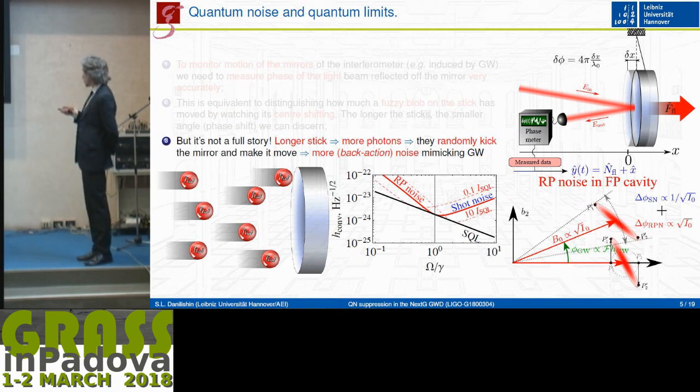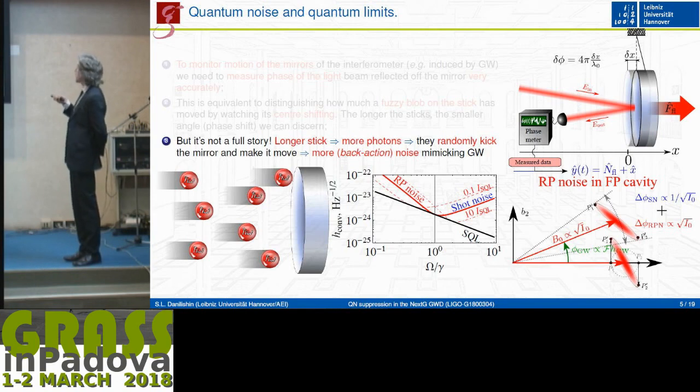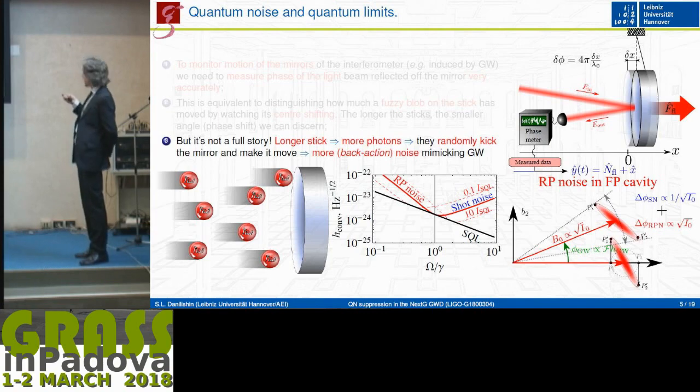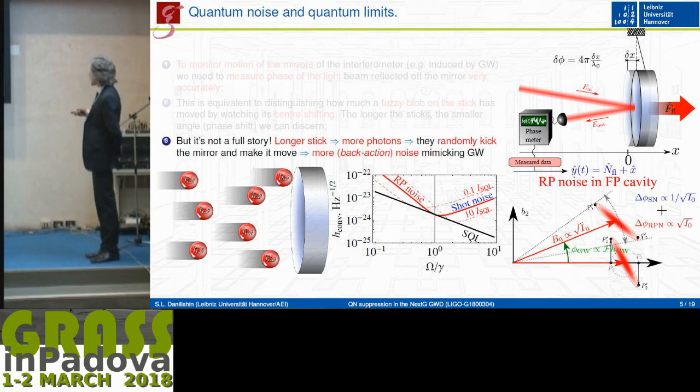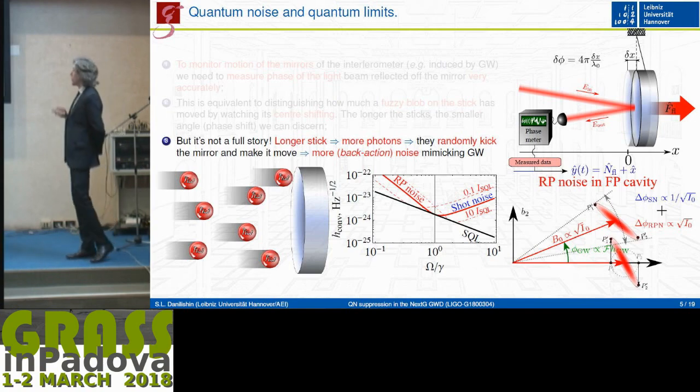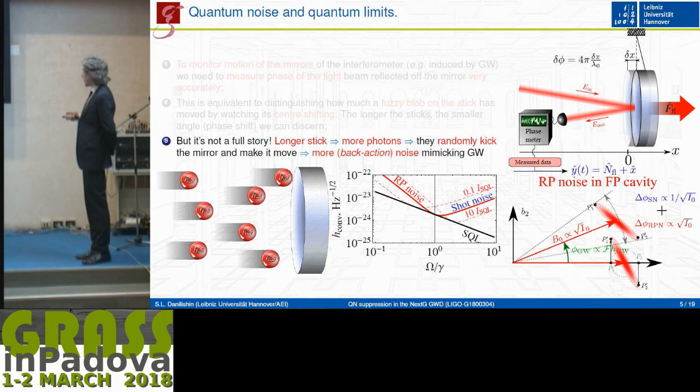Another process comes from the fact that the photons of the light hitting the mirror make it move randomly, so they create an additional source of noise, and this leads to the fuzzy blob being transformed into a fuzzy ellipse. This process is called ponderomotive squeezing, which is, in quantum optics, the way to say that you have radiation pressure noise. The result of this will be the rise of quantum noise at lower frequencies, where the mirror is responding more to the stochastic force applied by the randomly kicking photons.